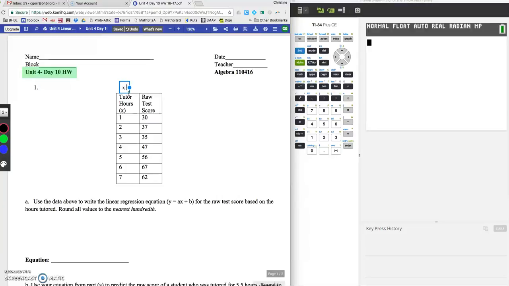And when we enter this list into our calculators, we are going to enter this as L1. For our raw score, we are going to look at this as our y values and enter this into our list as L2. So I'm going to go over to my graphing calculator, and I'm going to start by going to the Stat menu.